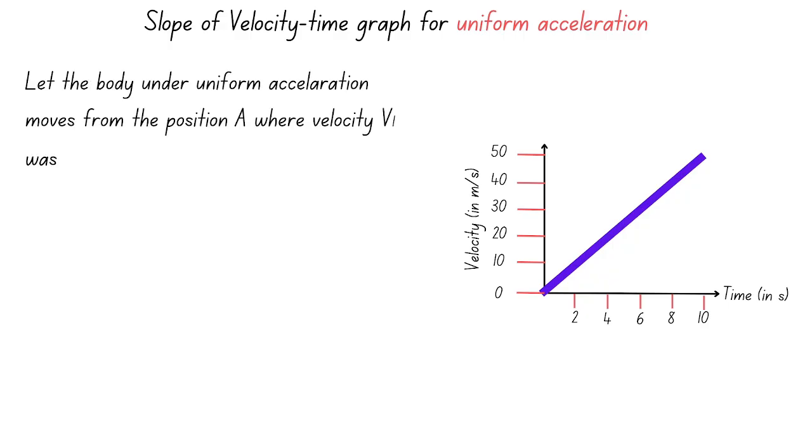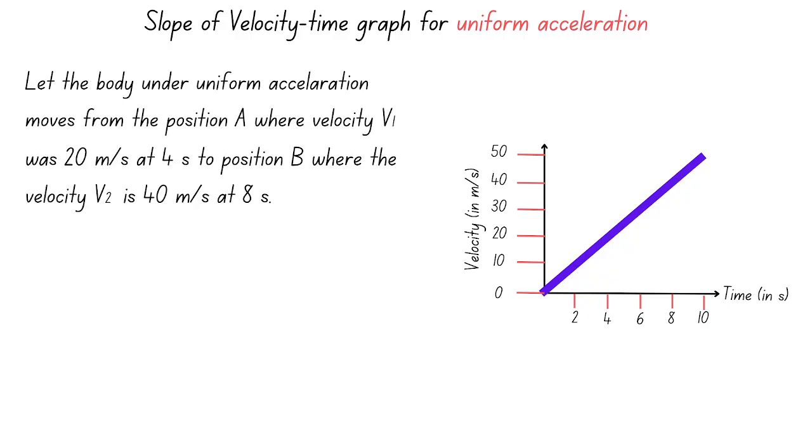Guess. What information is hidden in the slope of the velocity time graph of uniform acceleration? Let the body under uniform acceleration move from position A, where velocity v1 was 20 meters per second at 4 seconds, to position B, where the velocity v2 is 40 meters per second at 8 seconds.